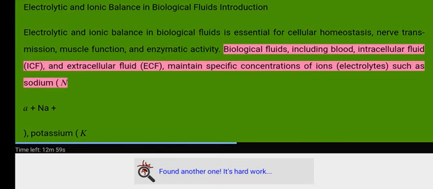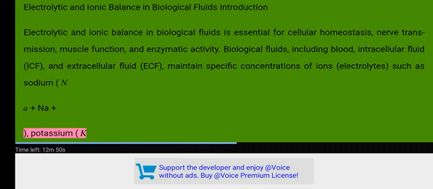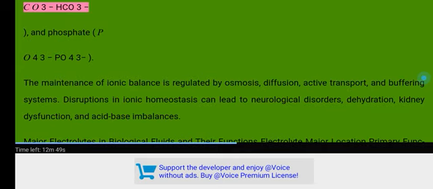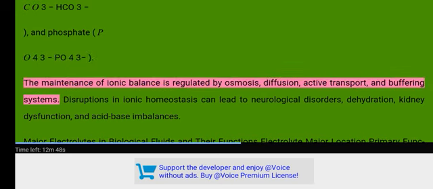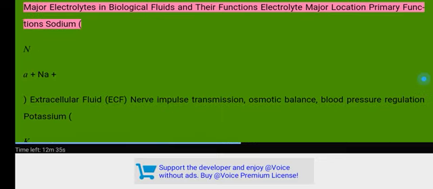Biological fluids, including blood, intracellular fluid (ICF) and extracellular fluid (ECF), maintain specific concentrations of ions, electrolytes such as sodium Na+, potassium K+, calcium Ca2+, chloride Cl-, bicarbonate HCO3-, and phosphate PO4 3-. The maintenance of ionic balance is regulated by osmosis, diffusion, active transport, and buffering systems. Disruptions in ionic homeostasis can lead to neurological disorders, dehydration, kidney dysfunction, and acid-base imbalances.